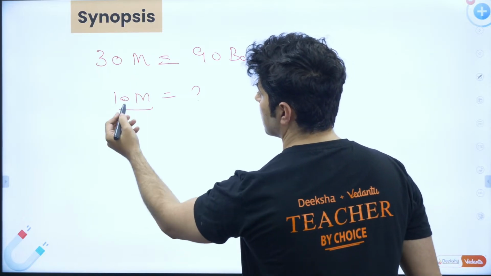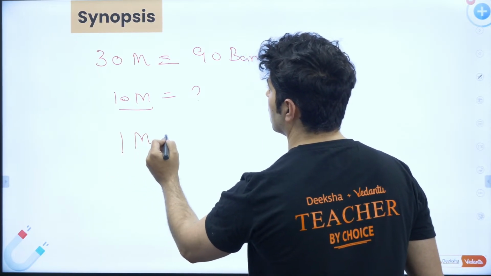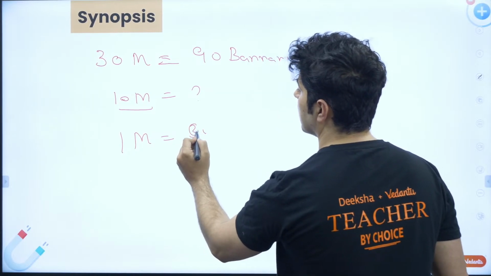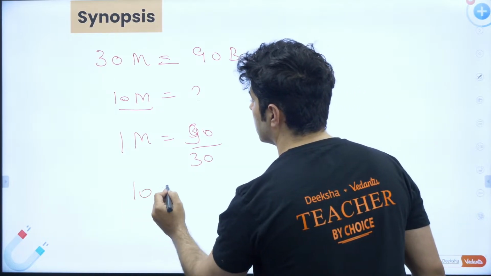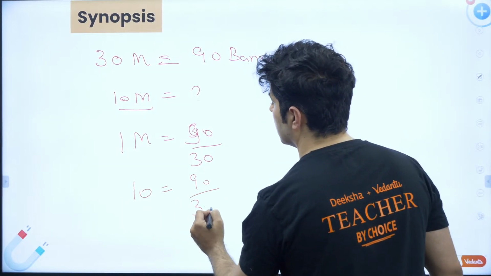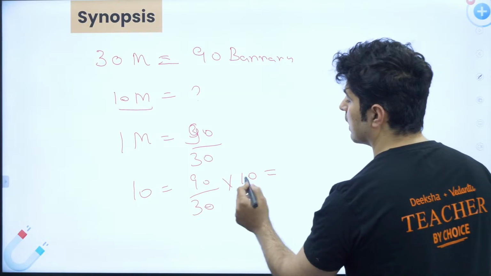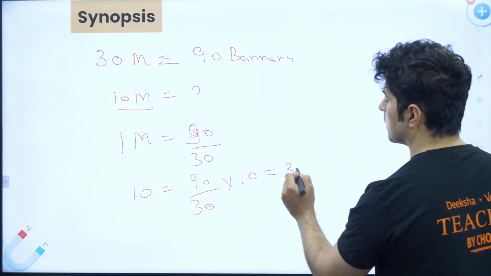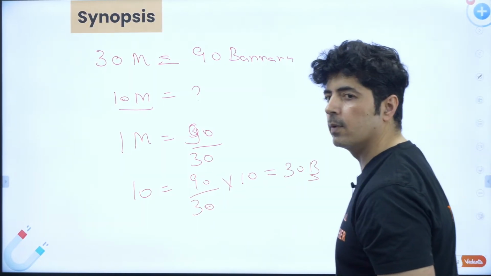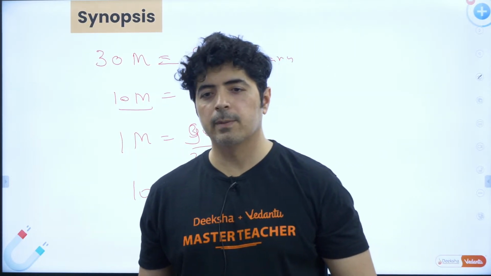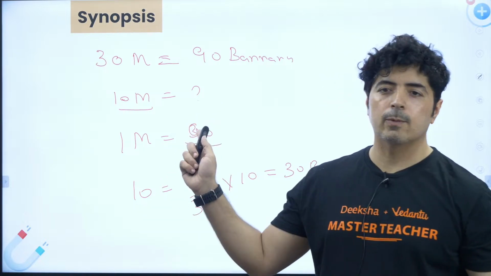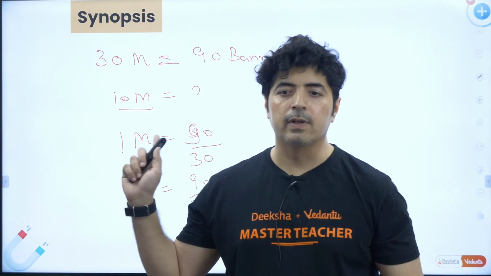First we calculate for one monkey. One monkey will eat 90 by 30 bananas, and 10 monkeys will eat 90 by 30 into 10. We can cancel this, and it comes out to be 30 bananas. This is how you will calculate this. Now let's hit the problems, and we will use this monkey problem, guys.